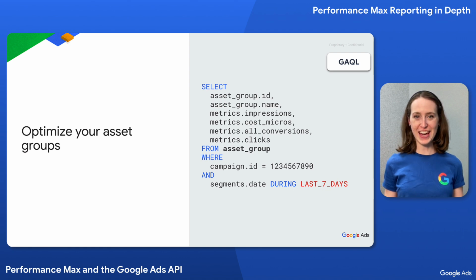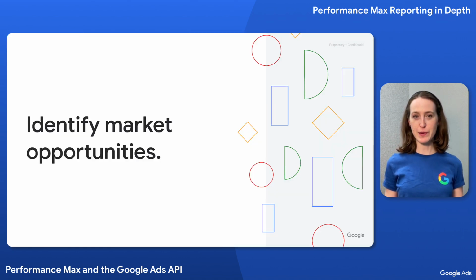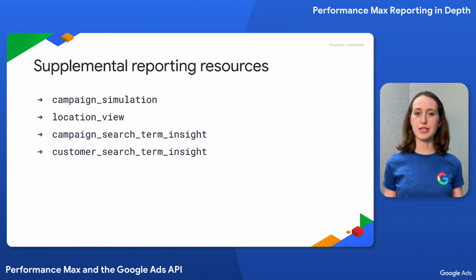Okay, after all that, we've made it to our fourth and final use case I'll be covering. Identify market opportunities. One of the most exciting use cases for reporting in Performance Max is to uncover new insights and tap into market opportunities you may not even have been aware of. This is where those supplemental reporting resources I mentioned earlier are especially useful.